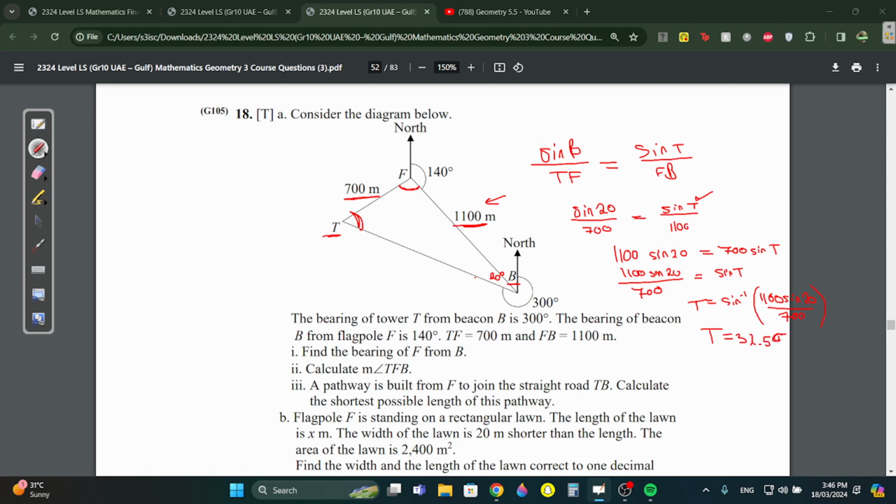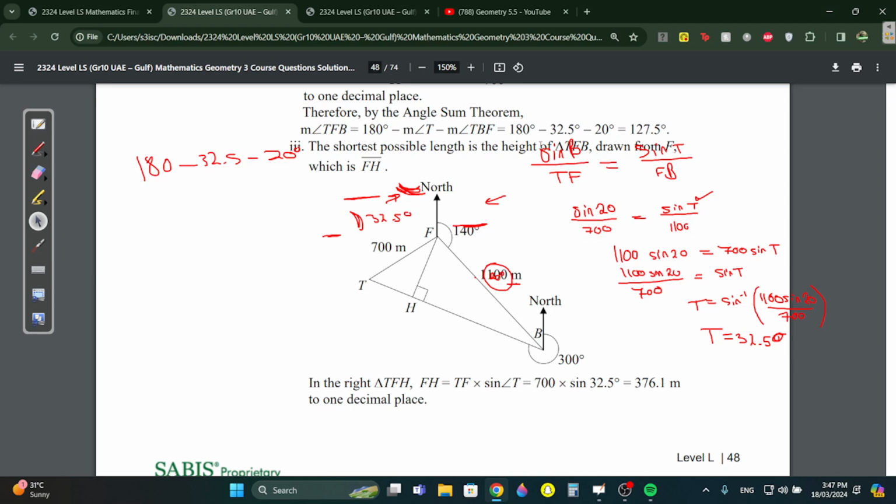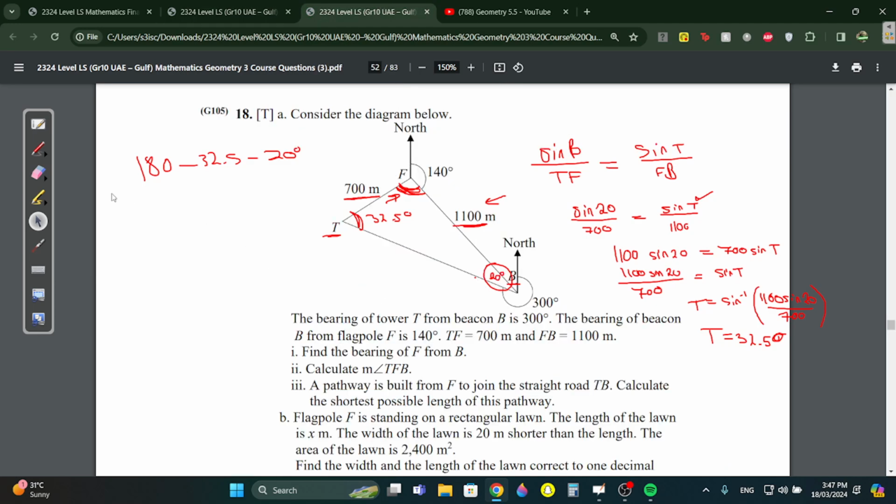But is that what they're asking for? No. They're asking for TFB. They're asking for this one here. We have this one's 20, and now we have this one's 32.5. This step is easy. Can you find this angle? Of course you can. 180, because they add up to 180 in a triangle, minus 32.5 minus 20 degrees. It should be 127.5 if I'm not wrong. Yeah, 127.5 degrees.